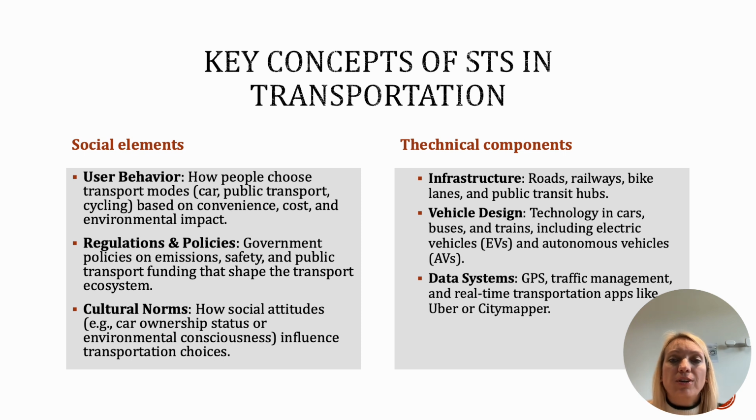Key concepts of STS in transportation. There are two segments: social elements and technical components. The first is users' behavior, how people choose their transport modes: car, public transport, cycling, based on convenience, cost, and environmental impact. For example, in the United States, they have long distances and poor transport system development, and they mostly prefer to use personal cars.